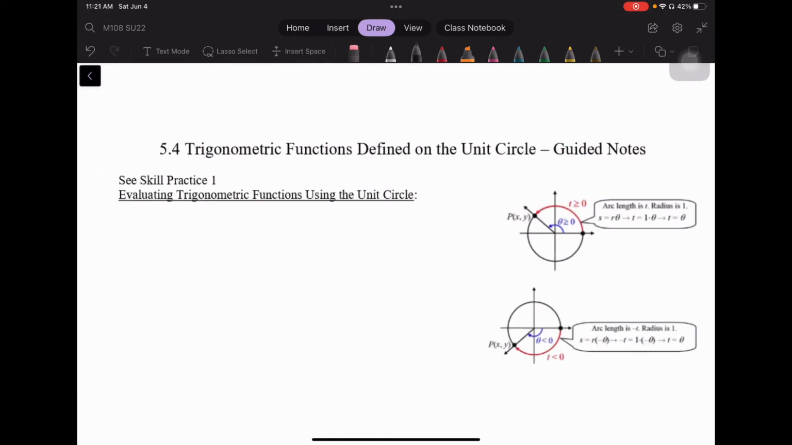Evaluating trigonometric functions using the unit circle, let's think about this value of t. T here is an arc length measured from the central angle. Well, recall the arc length formula. The arc length S is found by taking the radius times the measure of theta, where theta is in radians. Well, in the unit circle, the radius is 1.